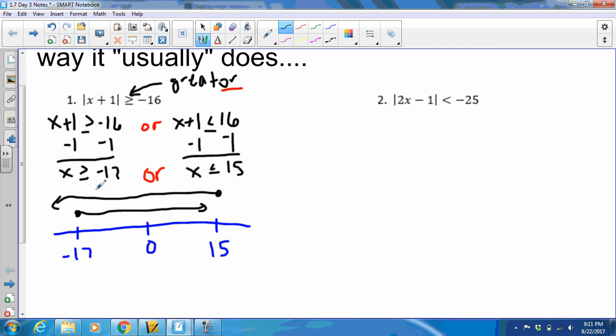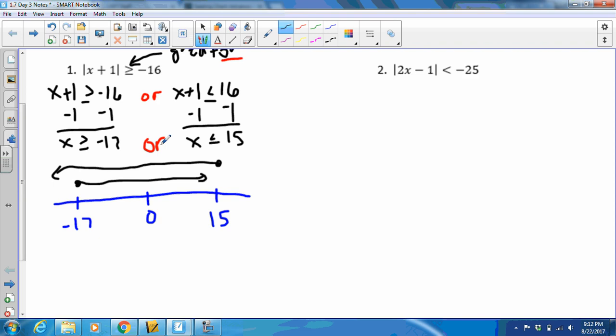Because we have numbers that satisfy one or both of these, like negative 15, which is greater than or equal to negative 17 and less than 15. But you also have numbers like negative 18, over here, which is less than or equal to 15, and numbers like 16 over here, which are greater than or equal to negative 17. So because we have an OR problem and our lines are intersecting, we actually have the entire number line as our answer.